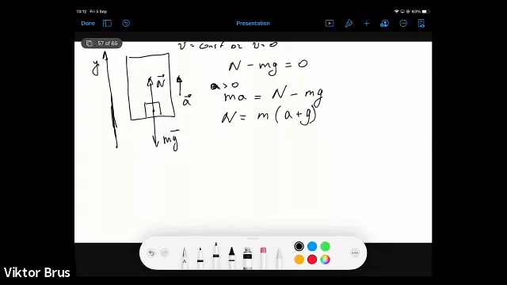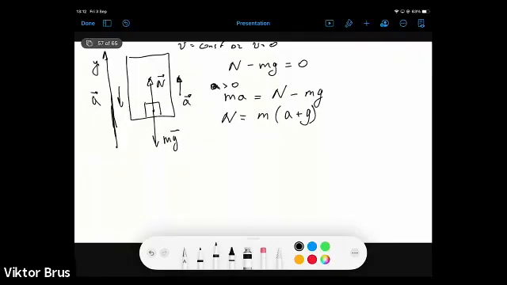So we get the equation for N, and in this case, it is larger than the weight of the body because we have additional acceleration oriented upwards. So obviously, if we have the case with acceleration oriented downwards, in the opposite direction to the axis y.